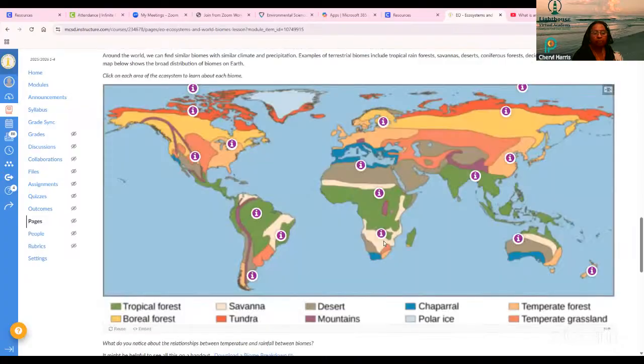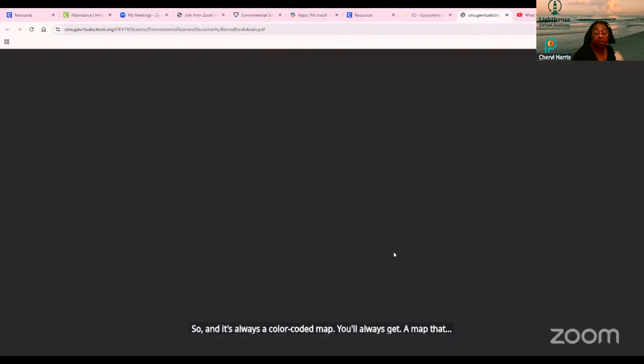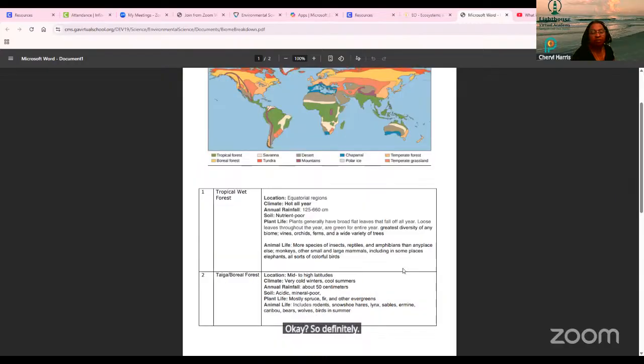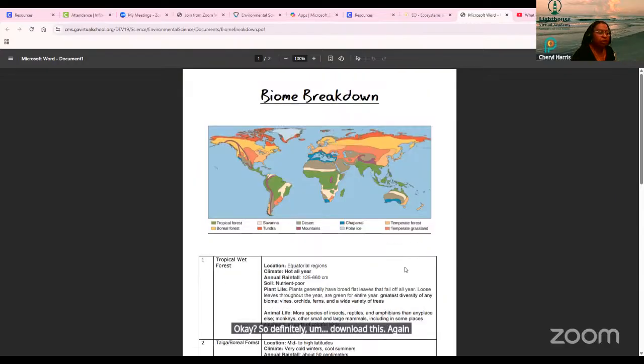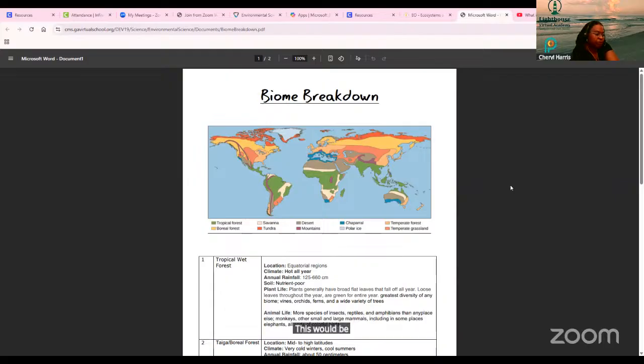Make sure you download this biome breakdown, because on a test, you'll be expected to know where different biomes are located. And it's always a color-coded map. You'll always get a map that looks just like that, except you won't have all the lovely words at the bottom, okay? So definitely download this. Again, you're keeping a folder of notes, an electronic folder of notes of sorts. This would be a reference page that you could use on a test. So again, please make sure you download it.